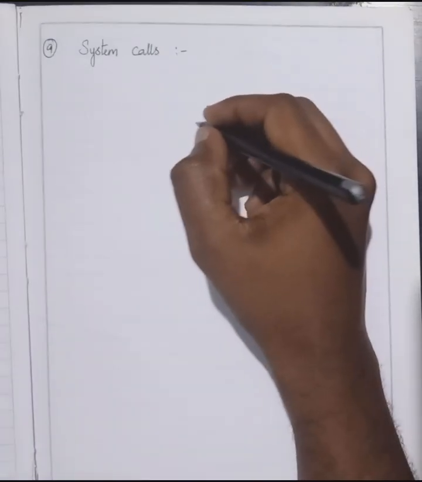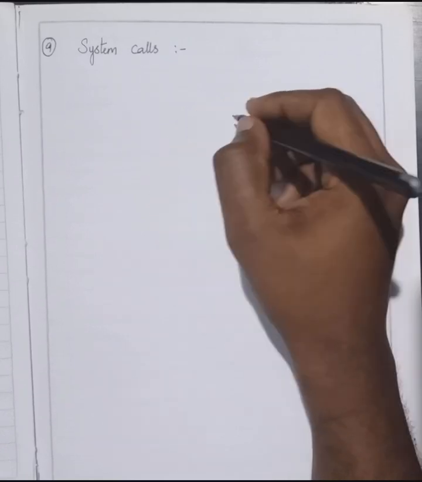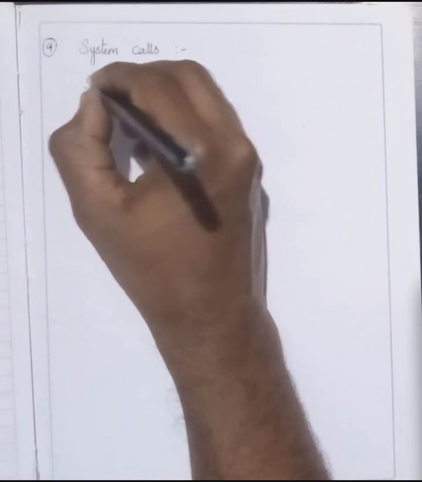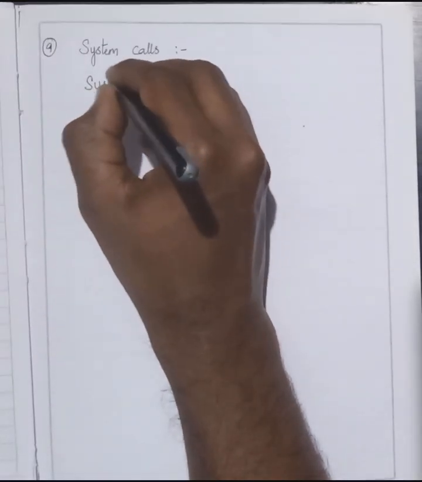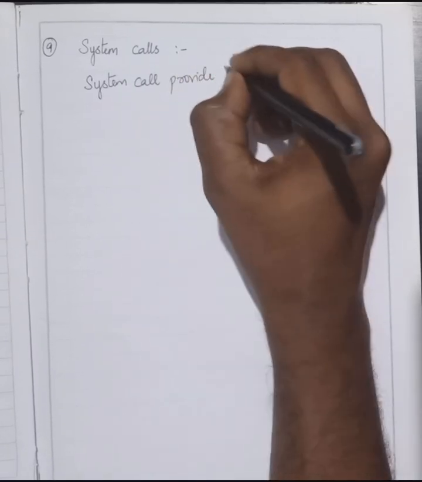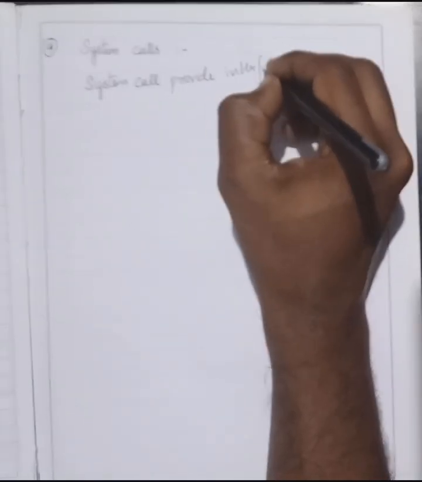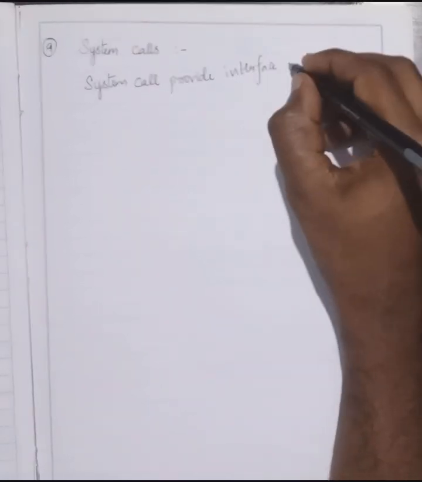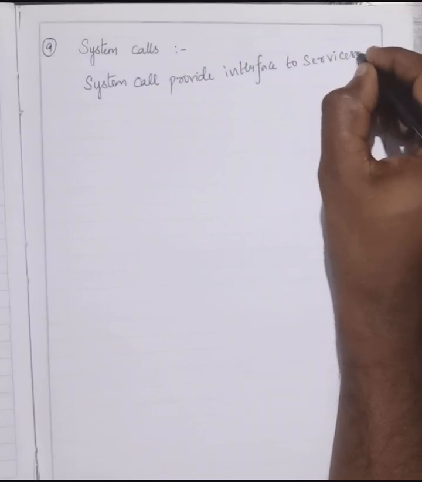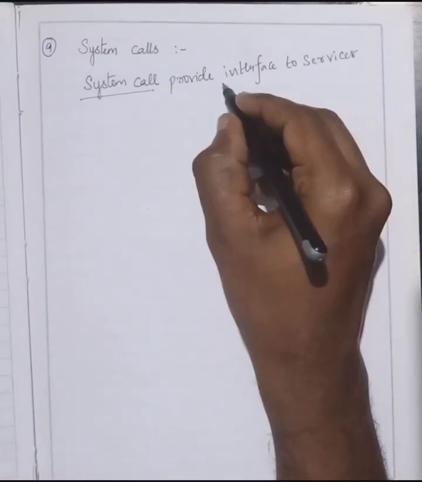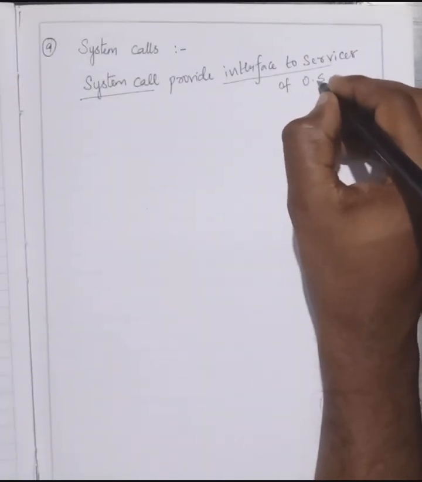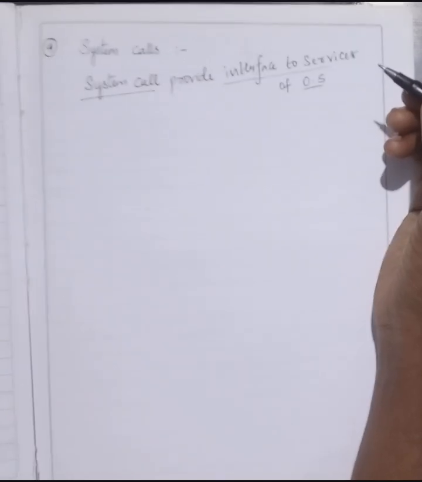Hello everyone. Today we'll continue our operating system topic, a new topic: system calls. What basically does a system call mean? A system call is going to act as an interface to the services. We already saw the different types of services provided by the operating system. So a system call provides an interface to the services of the OS. Whatever services the OS provides for us, it acts as an interface.